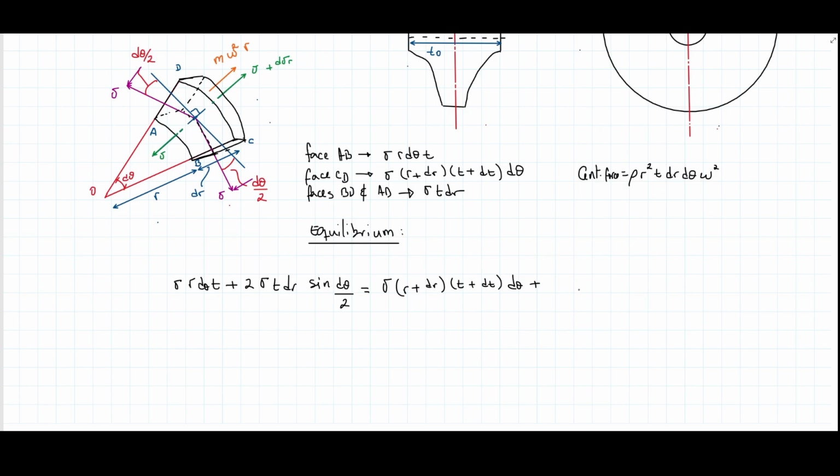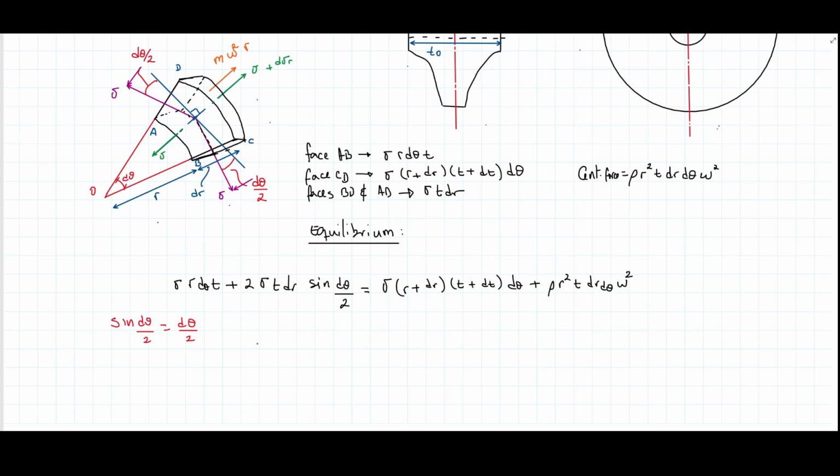Plus the centrifugal force. R squared t dr, the r, the theta, and omega squared. Just writing it as it is presented here. Awesome. Again, we know the same distinctions we made previously: the sine of this angle can be considered the angle itself, because it's very small, and we can do that kind of substitution there. And let's keep writing.